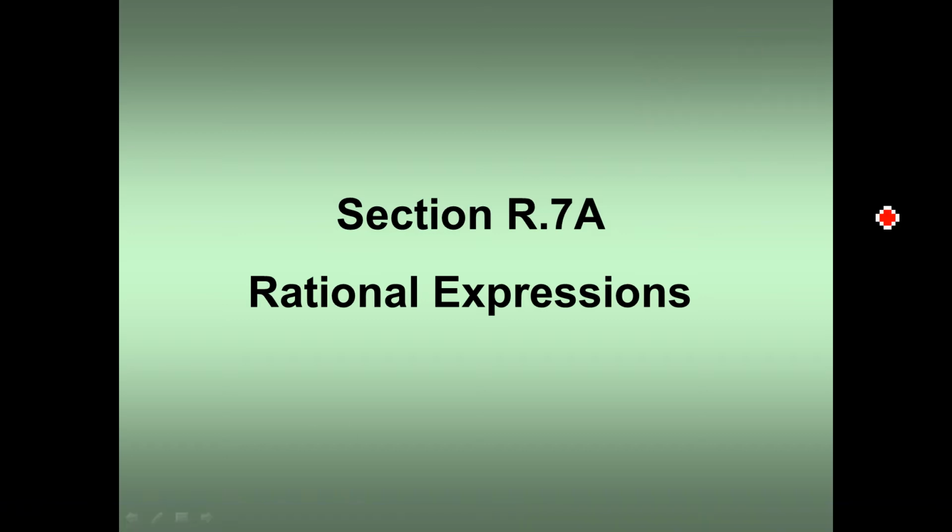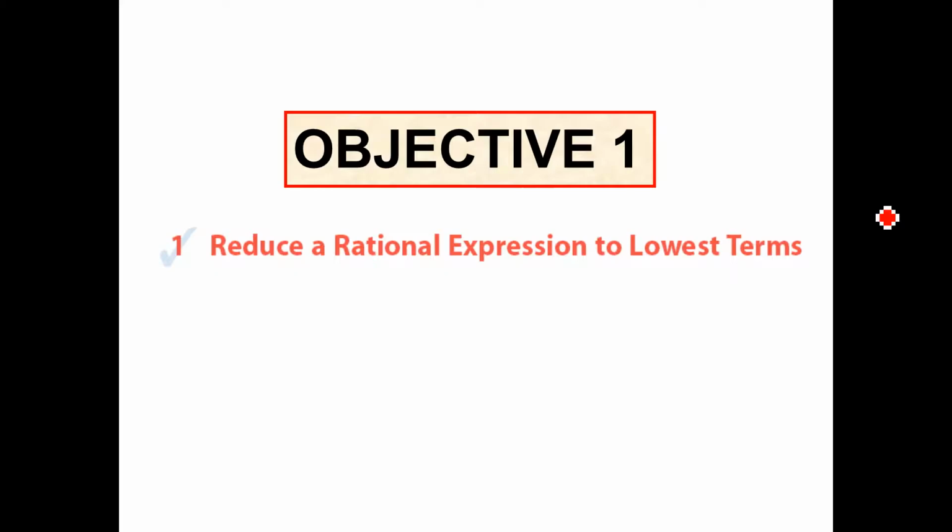Okay, let's get started with section R7, and we're going to split this into two pieces. So this will be R7A, and we'll follow it up tomorrow, next class, with R7B. To help us with some of our graphing polynomials, which will come in chapter 5, we need to go back and review rational expressions. We're going to do the first three objectives here in R7A. We'll do objectives 4 and 5 in R7B.